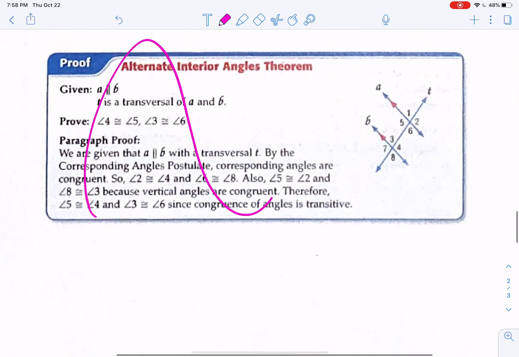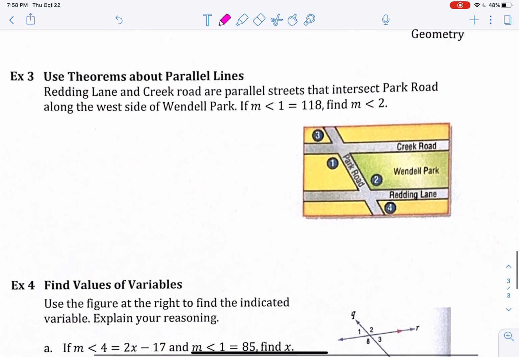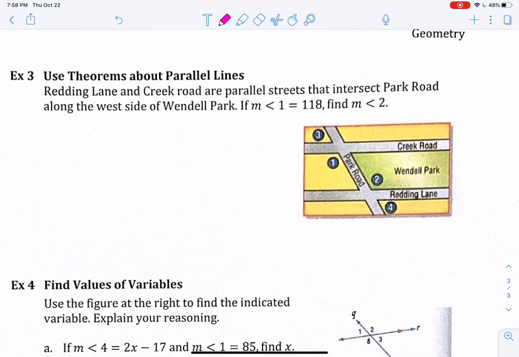Okay, this is a proof of that alternate interior angles theorem, so we're going to skip that. Let's go down to example 3. Reading Lane and Creek Road are parallel streets. That's important. We need to know that these two guys are parallel to each other. It says if the measure of angle 1, this angle right here, is 118, find the measure of angle 2.